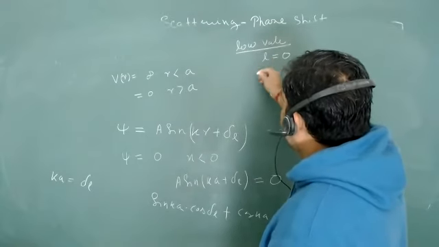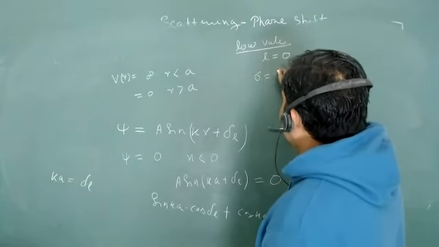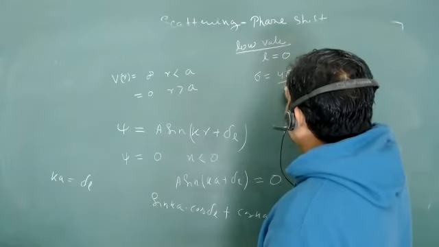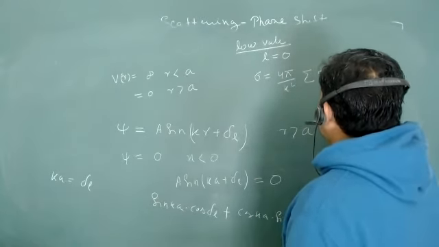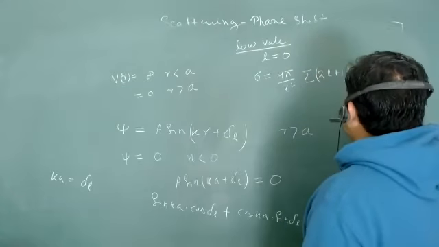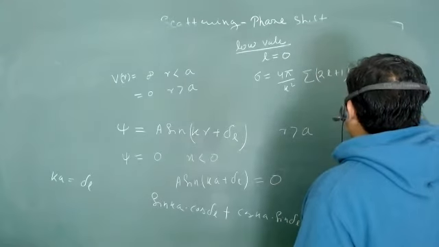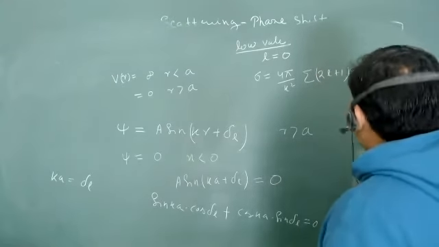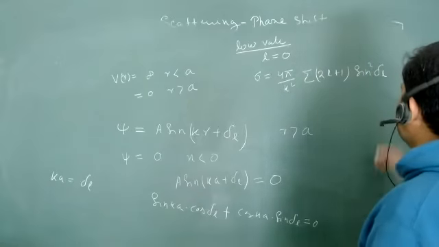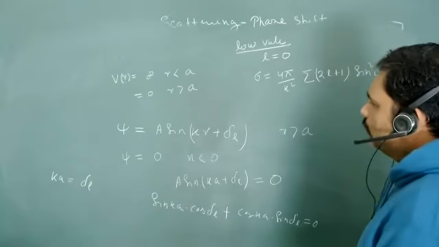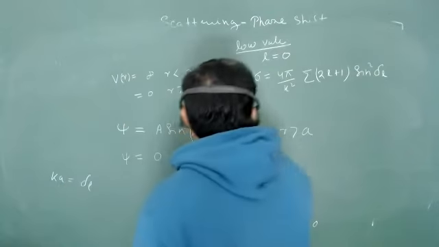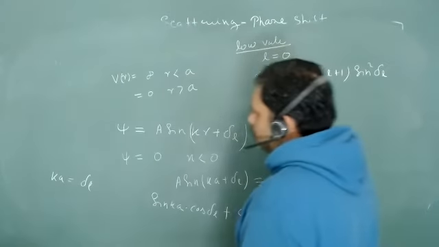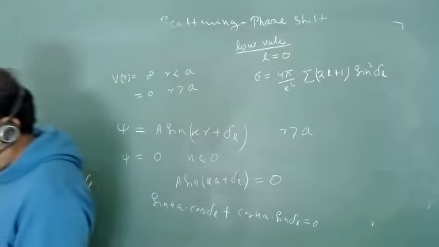So what is my sigma? My sigma is 4 pi upon k square, summation over (2L plus 1) sin square delta L, or delta k, delta L is the same thing. Sir, k is equal to minus delta L. Yes, okay, but we are taking the mod value, because everything is in the square. Okay?